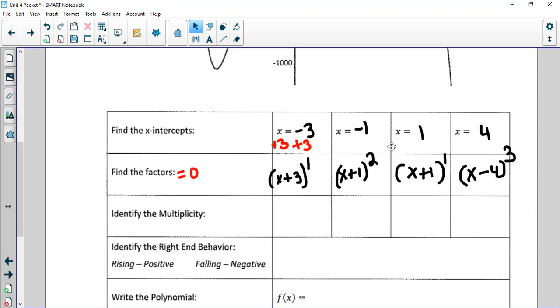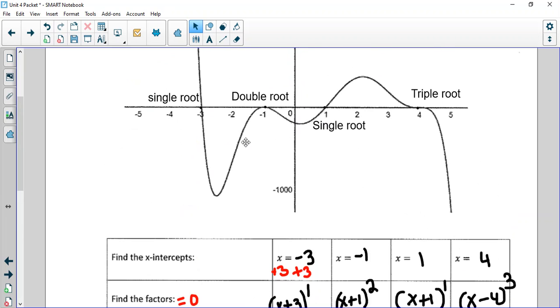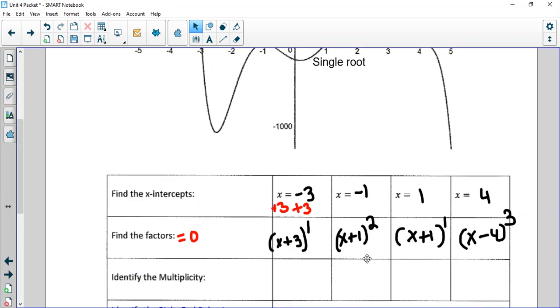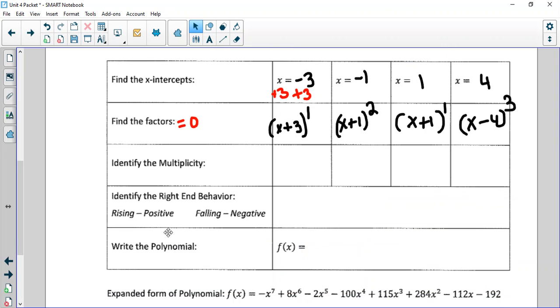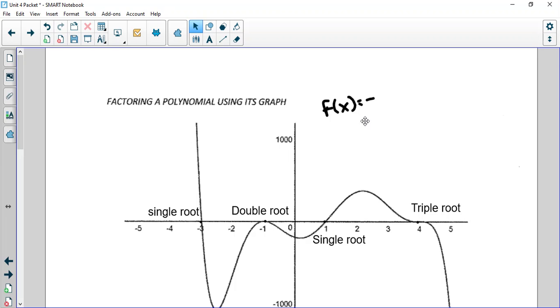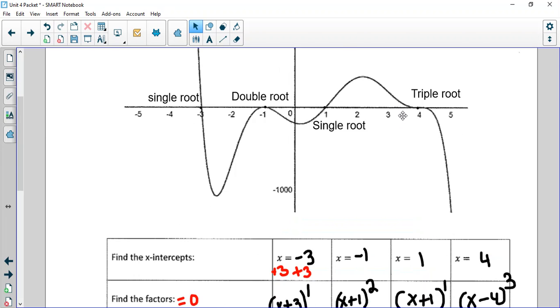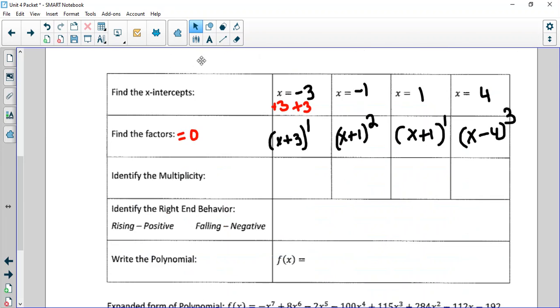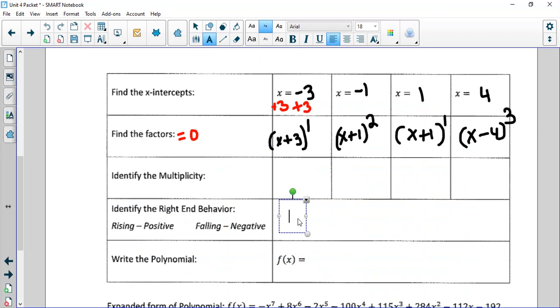And then again, these exponents that I have here come from the behavior of the graph. And then identify the right end behavior. Basically, is it rising or positive, or is it falling or negative? And we've already done that. First off, we said that this is a negative function because it's going down. So this is going to be negative.